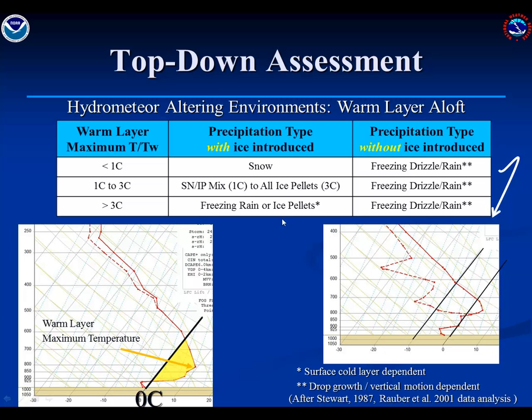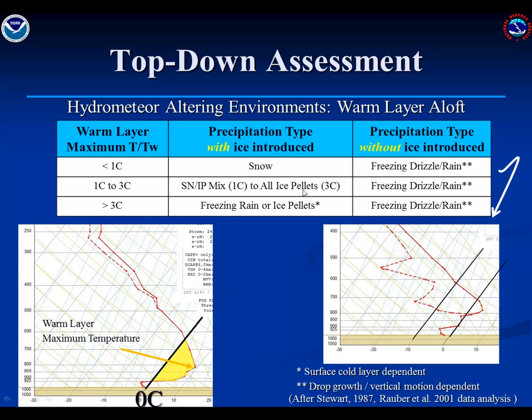As we further increase that maximum wet bulb temperature aloft above 3 Celsius, most ice hydrometeors that come into that warm layer are going to be fully melted, and then we'll have to diagnose either a freezing rain or ice pellet scenario. Important to note, when you don't have any ice introduced into the warm layer, it doesn't really matter, because it's not changing the hydrometeor state. So there's no reason to assess the warm layer aloft if you never have ice falling into it. In that case, your situation is going to be a liquid outcome no matter how you slice the atmosphere up.